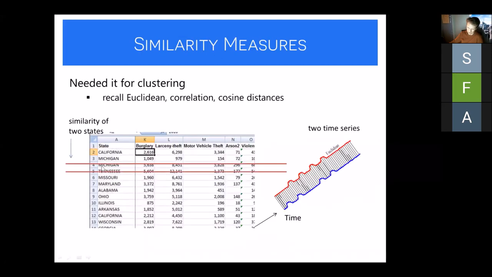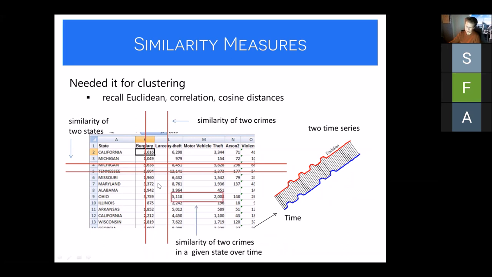We have to compare. So we look at these different states as micro experiments. Here we took the different crime patterns as experiments and measured and compared two states. And here we took all the states and took two crime patterns and looked at whether they're similar, right? So this you can do.